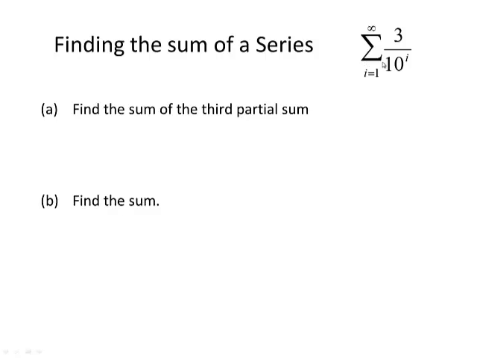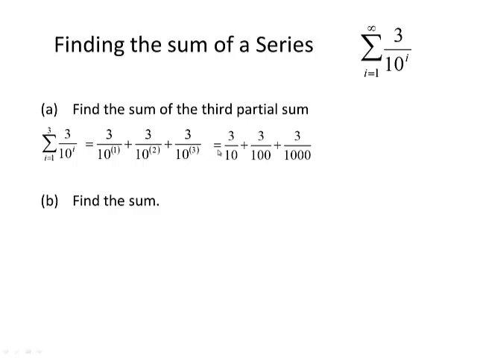In order to do this, this is my sigma notation. That's going to equal 3 over 10, 3 over 10 to the second power, 3 over 10 to the third power. There's our third partial sum. Finishing this, we get 3 over 10 plus 3 over 100 plus 3 over 1,000. Adding those together is easier to see in decimal notation. If we write these as decimals, you can see that it's 0.333, and that's your answer.